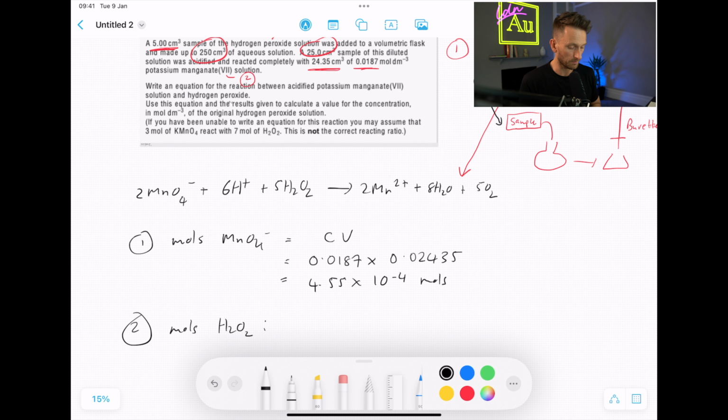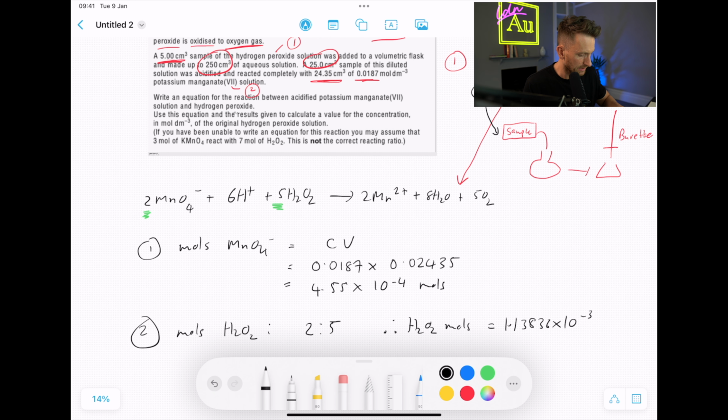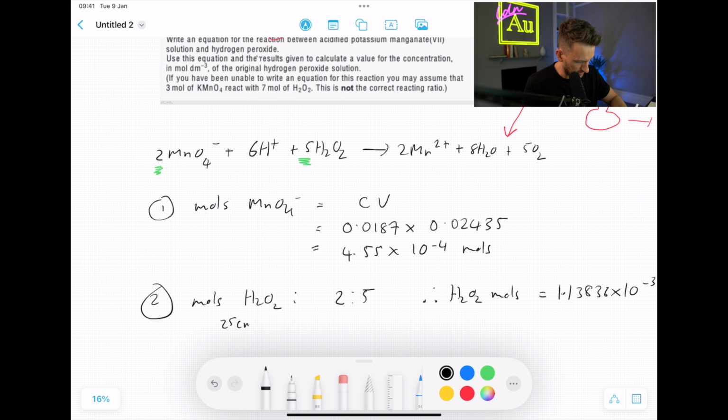So the next thing I need to do is work out the moles of peroxide. Moles of peroxide are found by the molar ratio, and you can see the molar ratio between the manganate and the peroxide is, underlined in green, it's 2 to 5. So therefore, to get the moles of peroxide, I need to divide the moles of manganate by 2 and then times it by 5. Therefore, H2O2 moles is 1.1336 times 10 to the -3. So that is the moles of peroxide in 25 centimeter cubed.